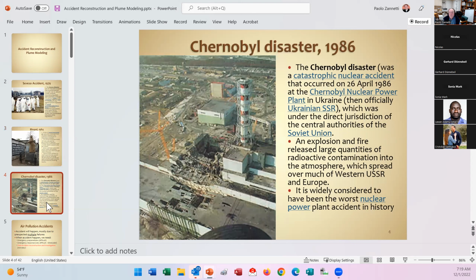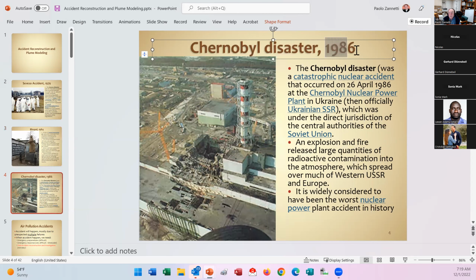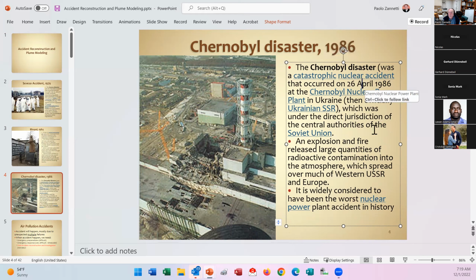Another accident is the Chernobyl radioactive release in 1986. I was in the Soviet Union for a conference a month after the release, in May. I was in Leningrad for an air pollution conference, presenting a paper, and no Russian scientist was aware a month later about this accident.